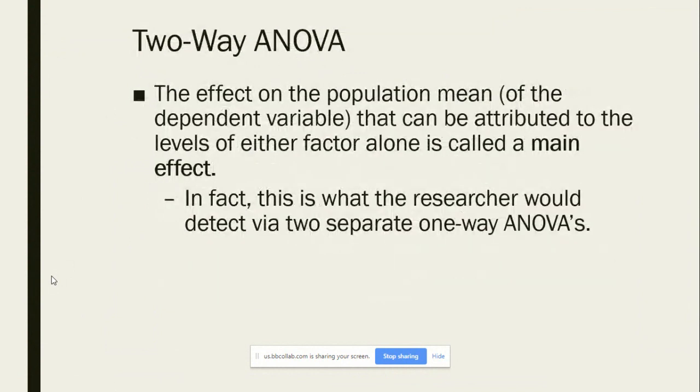So continue on with the two-way ANOVA. So we have the effect on the population mean, looking at the dependent variable. And we can look at how all this is going to be attributed to the factor alone, like perhaps two one-way ANOVAs. As I stated earlier, in statistical theory, when you integrate two factors like this, you're trying to reduce the amount of variation, if possible.